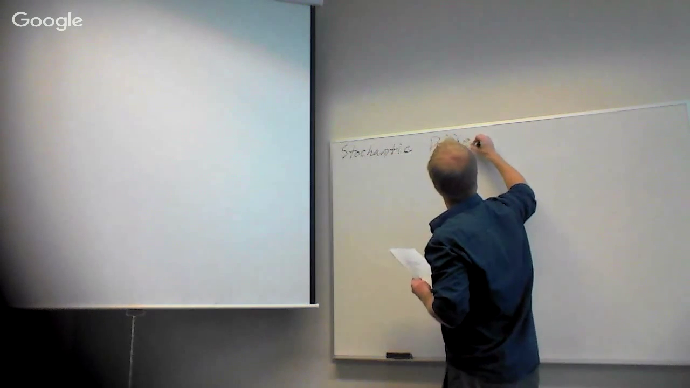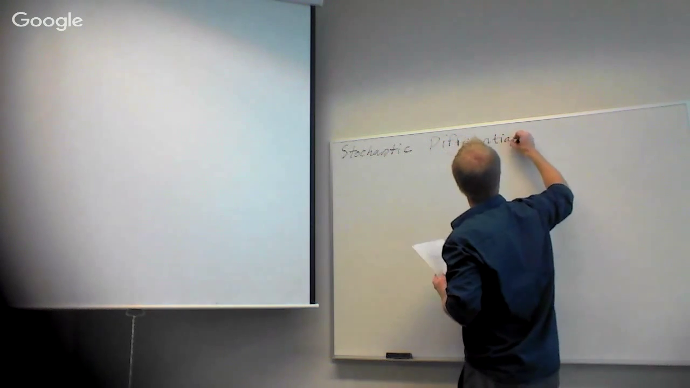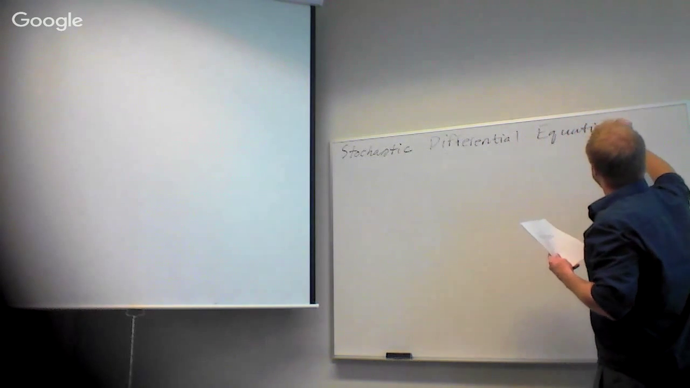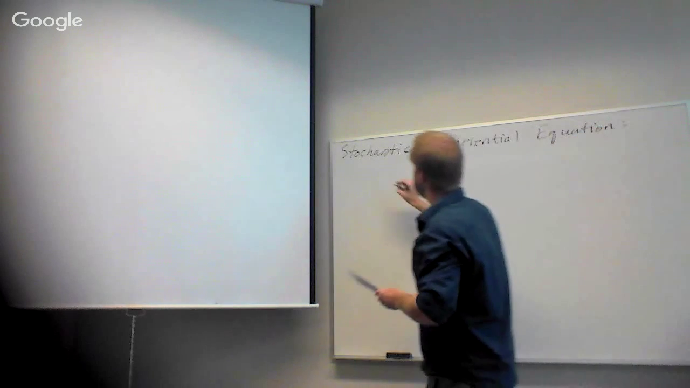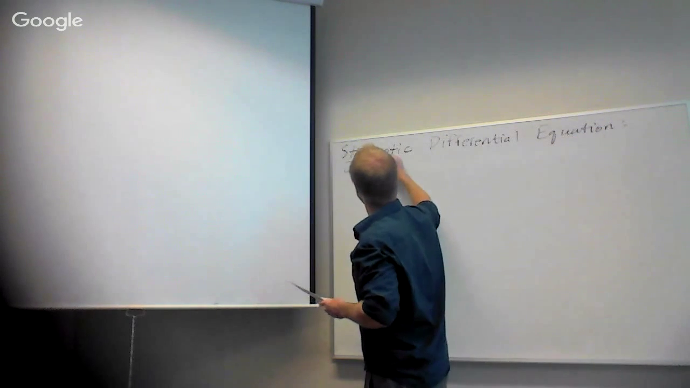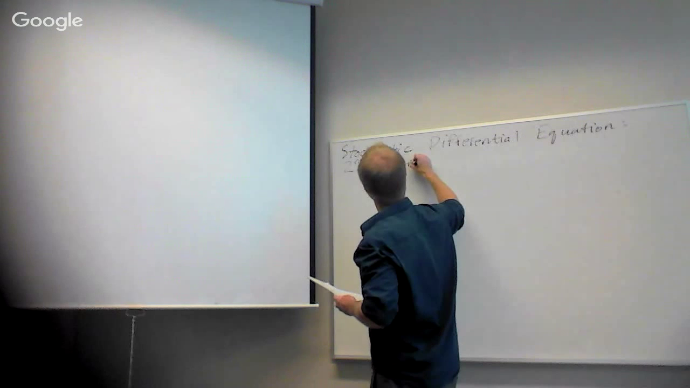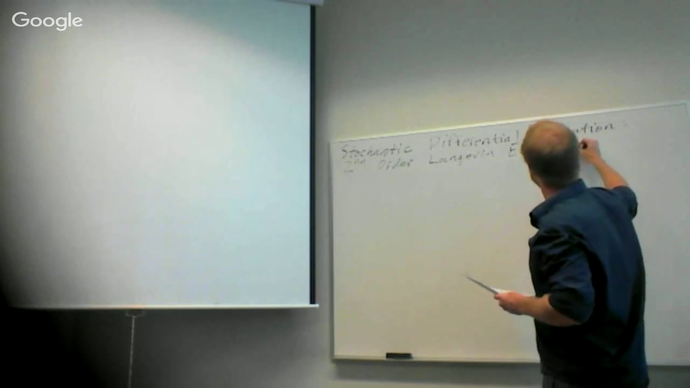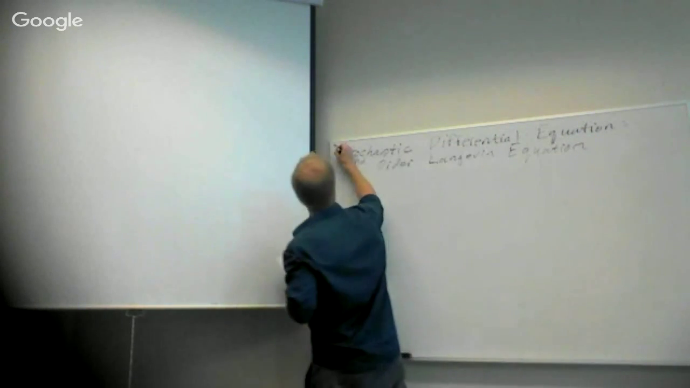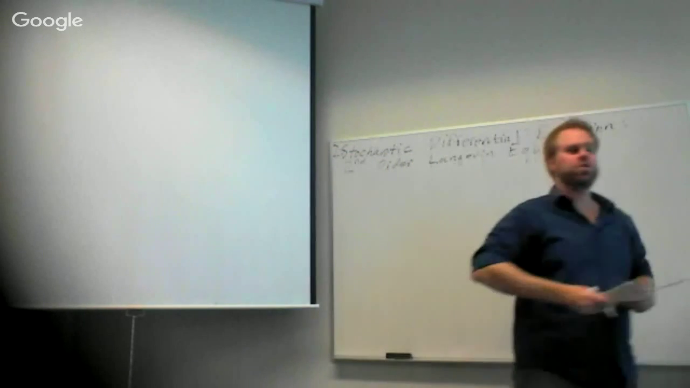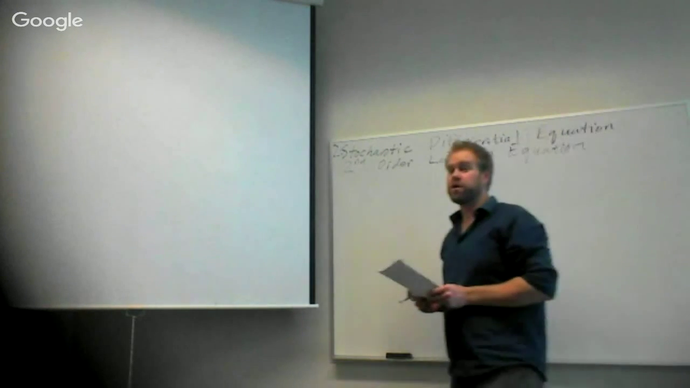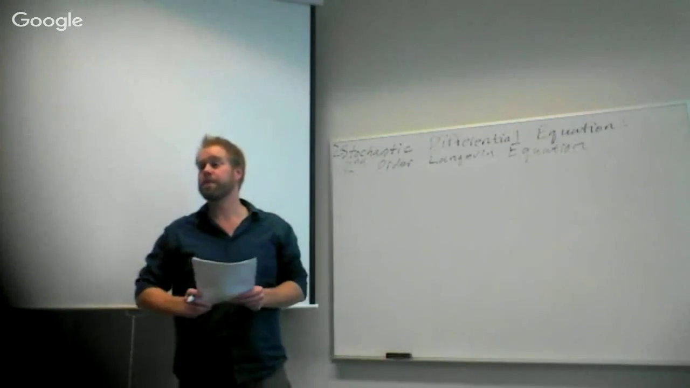Let's talk about a stochastic differential equation. And to be specific, we're going to talk about the second order Langevin equation. So this is topic 2 in the course. 1 was MD, 2 is the second order Langevin equation. Topic 3 will be the first order Langevin. Okay.